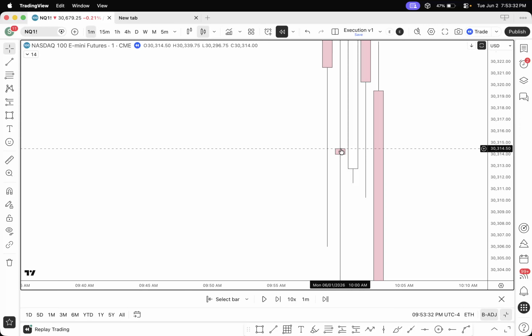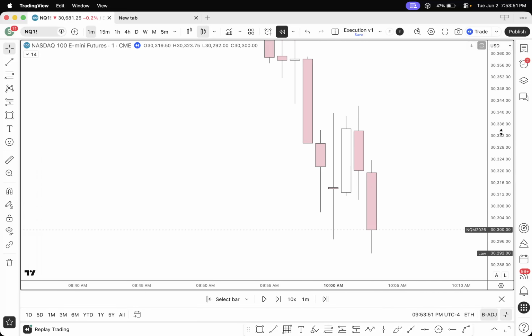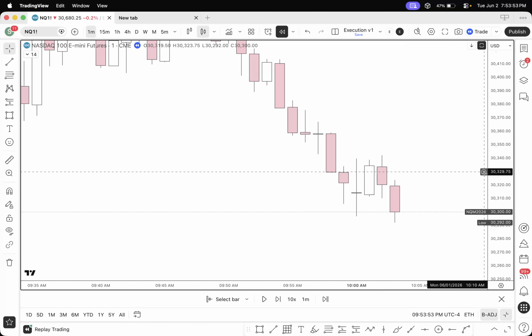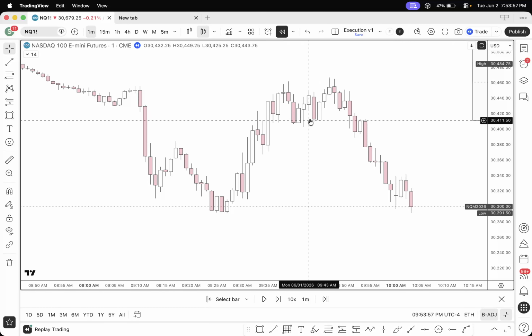So open is at 30314.5. Yeah, 30314.5. And the close is at 30314.0, right? So there's a 50-cent decrease, very small. But it fluctuated a lot, and then at the end of the minute, it looks like this. So yeah, you guys learned a pretty significant concept today about candles.